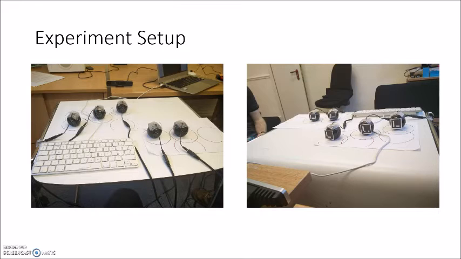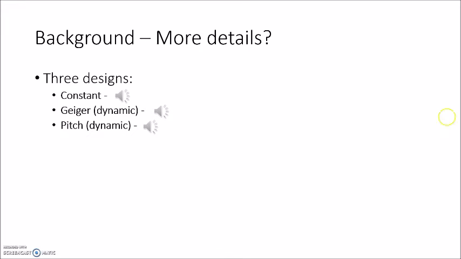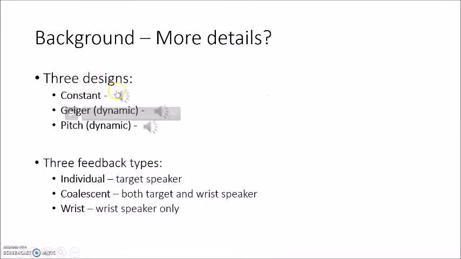The experiment is set up on a small table with speakers following a certain position pattern. The camera resides on one side of the table, with the participant sitting on the other side facing the first speaker on the left. In addition, the participant has another speaker attached to his wrist for research purposes. There are three types of designs that are studied in this research: constant, Geiger, and pitch. The constant design does not modify its feedback and will remain unchanged.